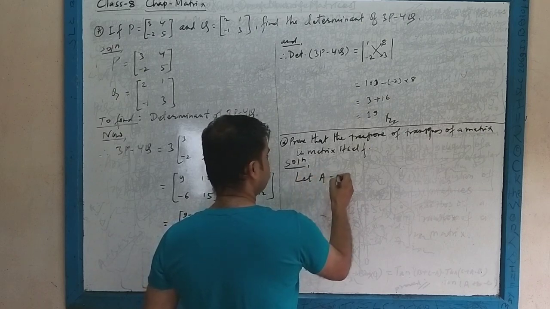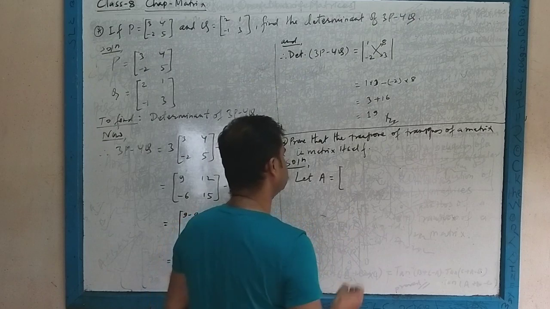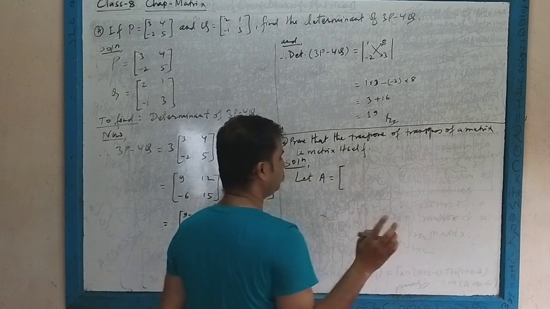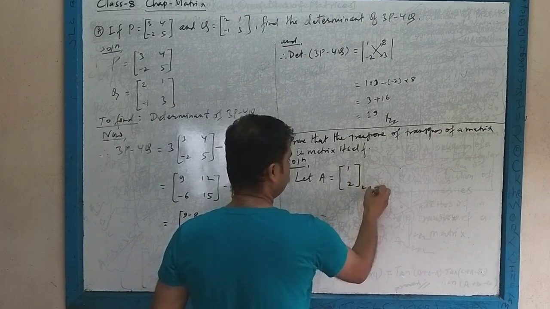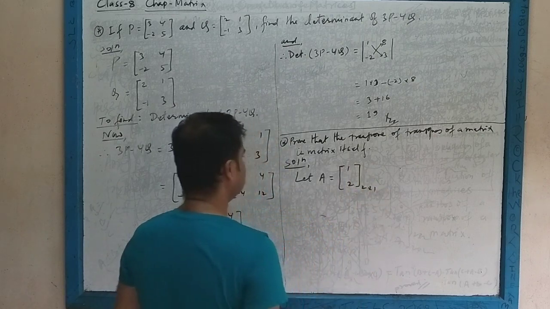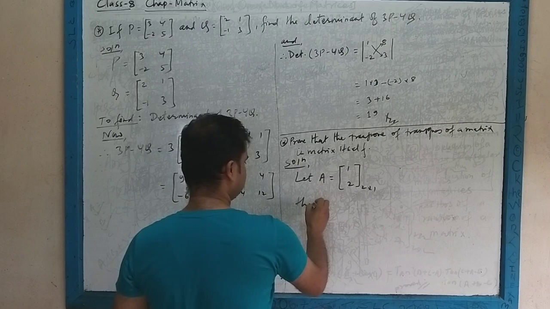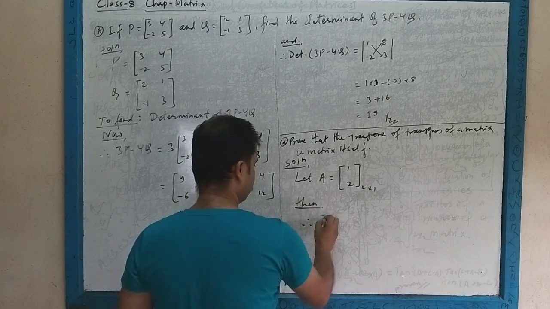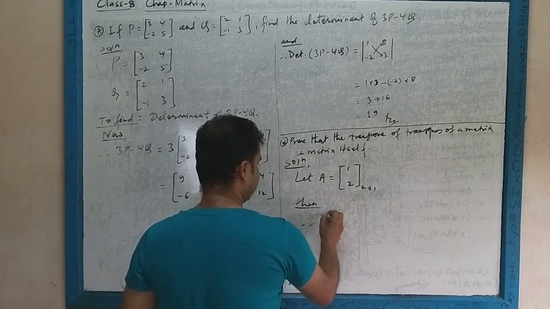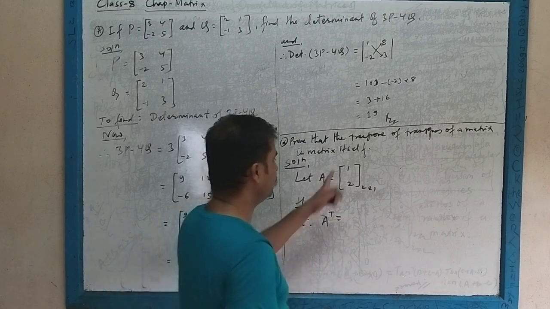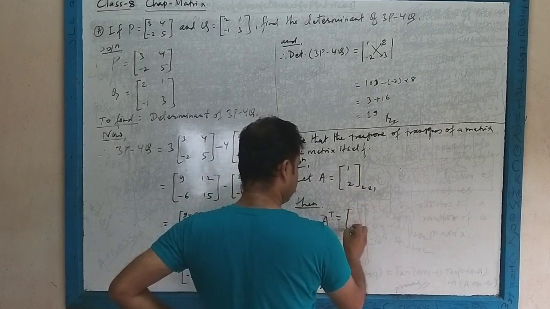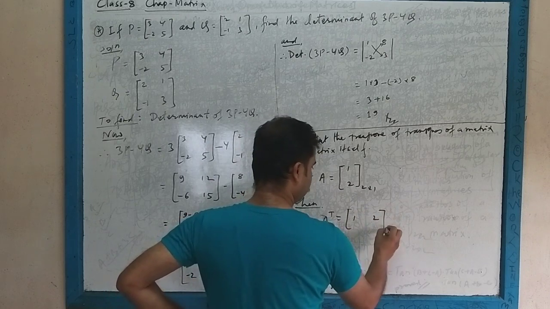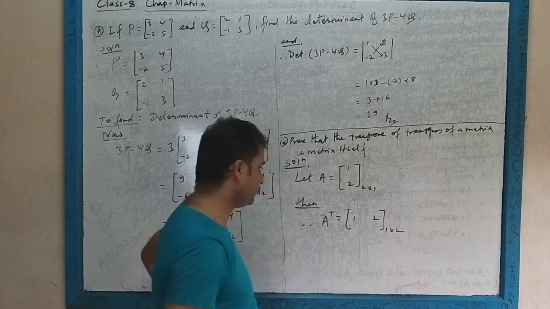Let matrix A is equals to, I will take a very small example, 1, 2, 2 rows, 1 column. Therefore, what is the value of A transpose? A transpose means first row will change into first column. So first column here we are writing in row form, 1 and 2. 1 row, 2 column, A transpose.